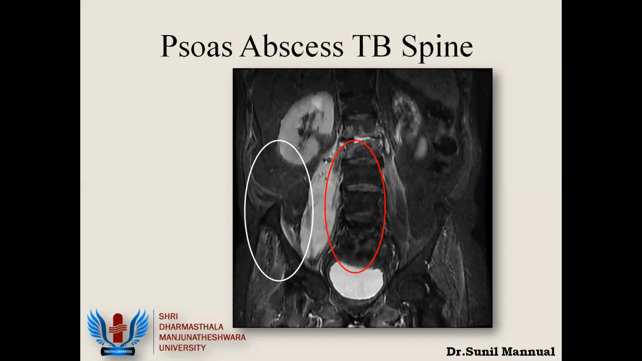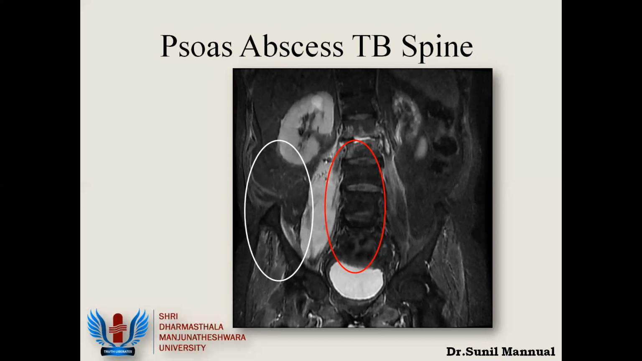It moves in between the sheath of the psoas muscle. So beautifully you can delineate the psoas abscess based on its involvement along the line of the psoas muscle. So what is marked in white is the psoas abscess, and what is marked in red is the normal psoas muscle.